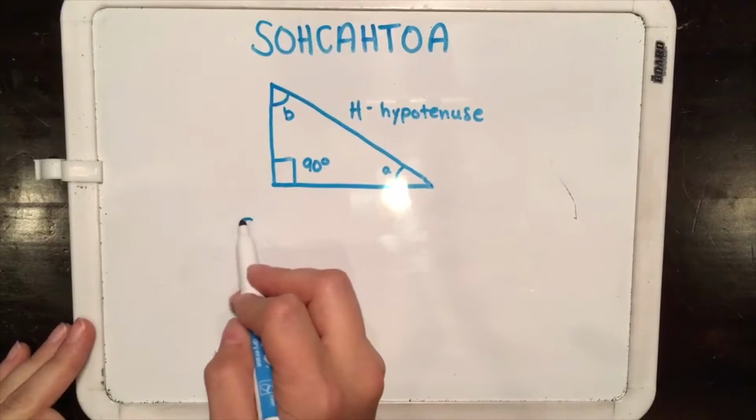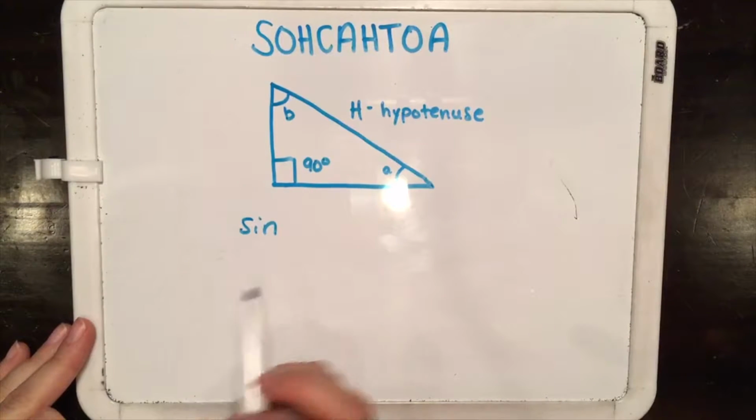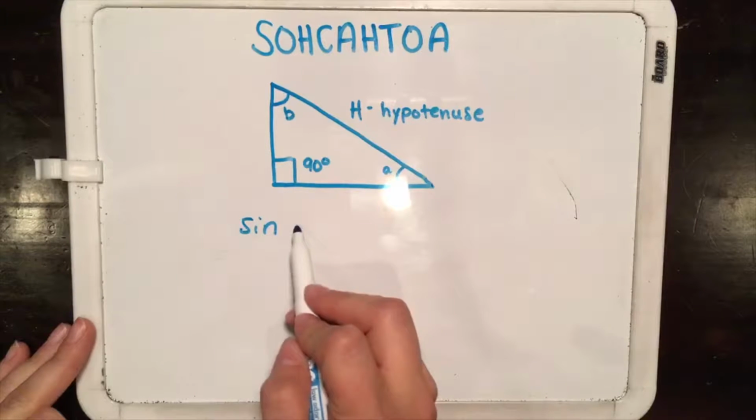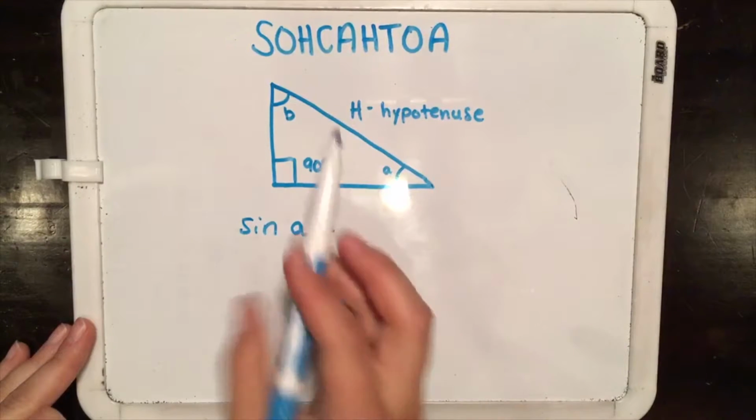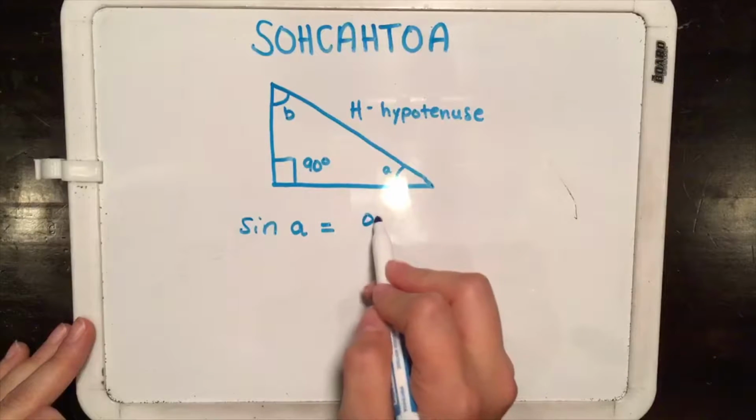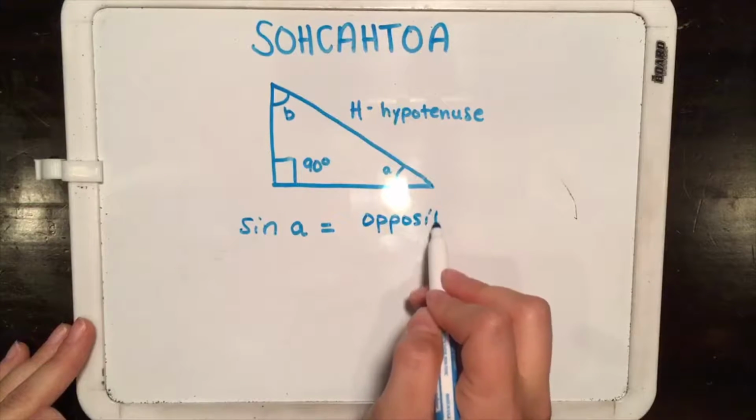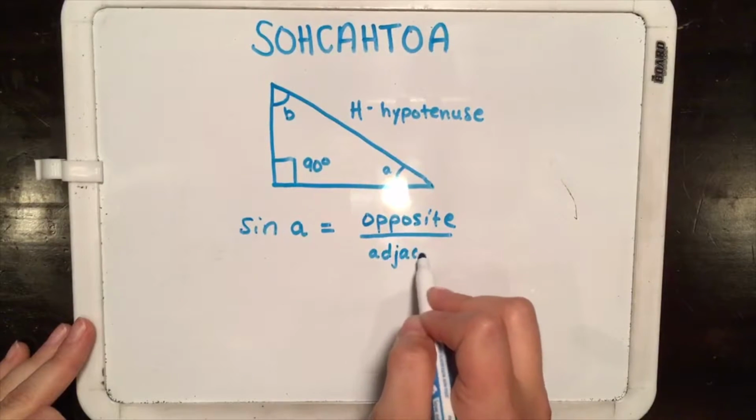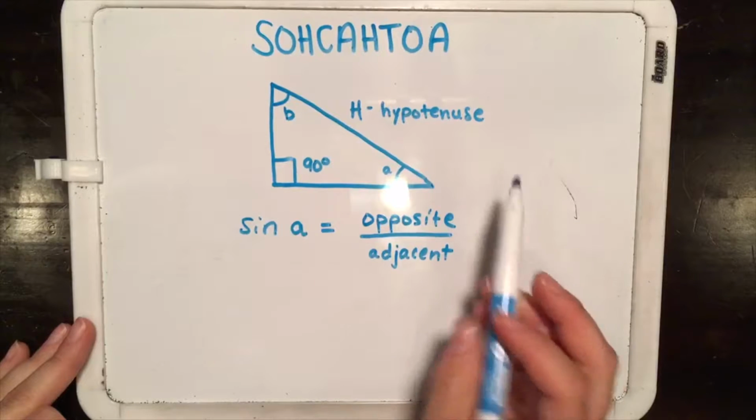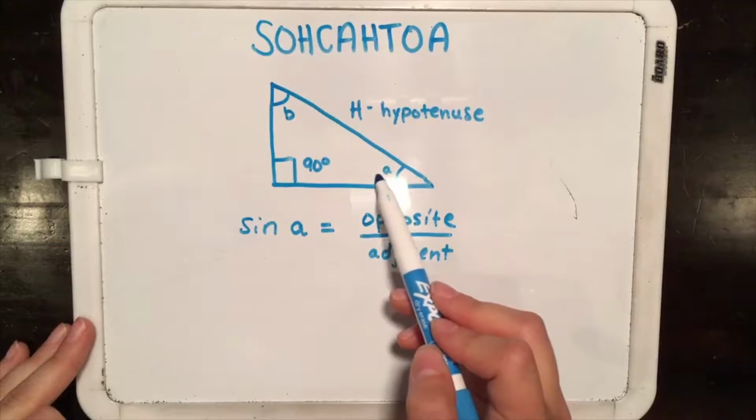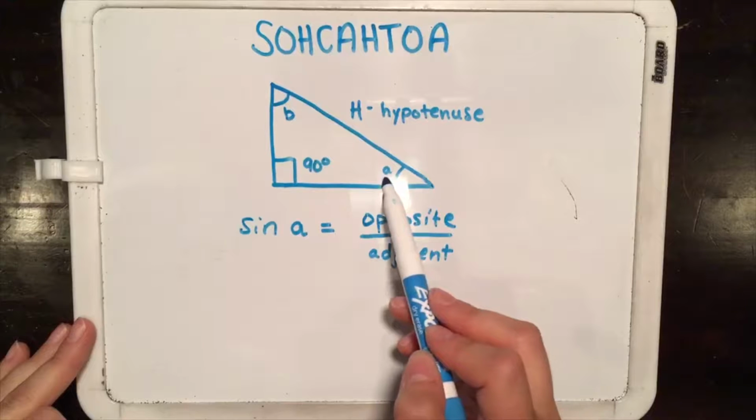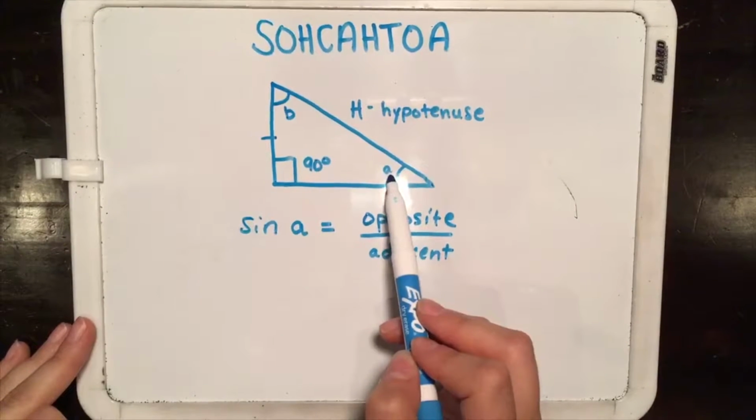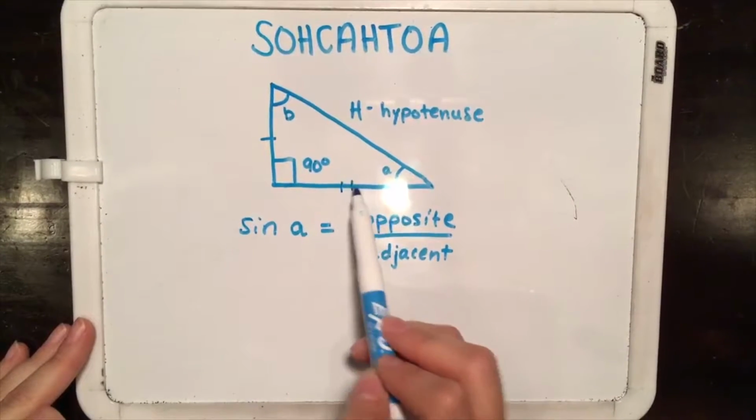S stands for sine. And if we're taking the sine of any angle in this triangle, let's start with angle A. O stands for opposite over adjacent. And that is referring to the side with respect to angle A. So the opposite side to angle A would be this one right over here, and the adjacent side to angle A would be this one here.